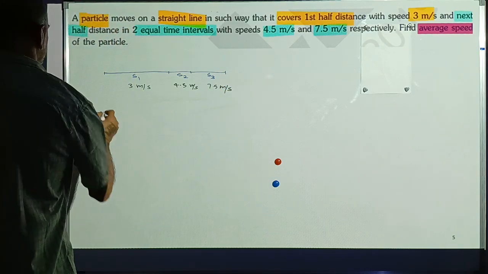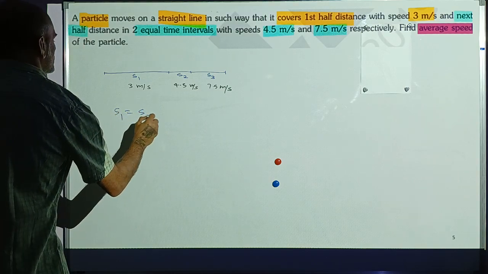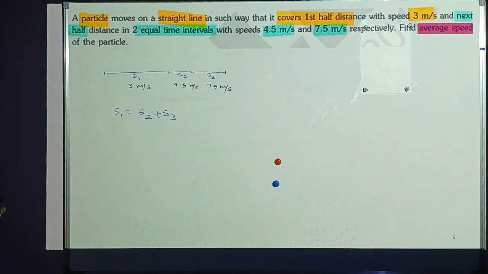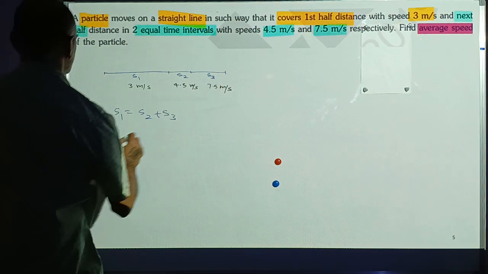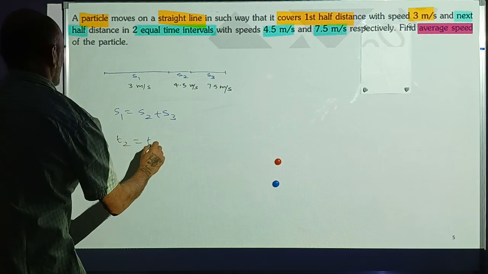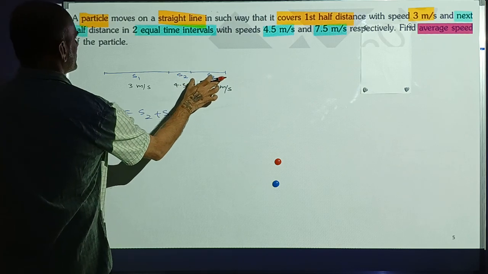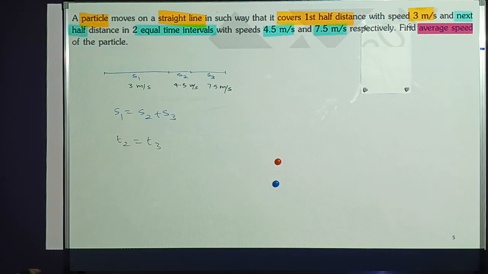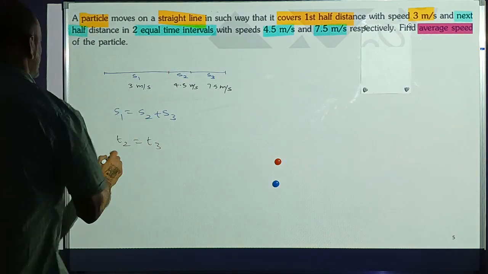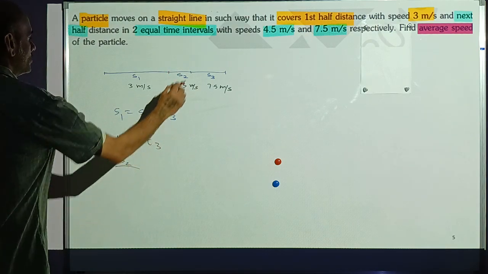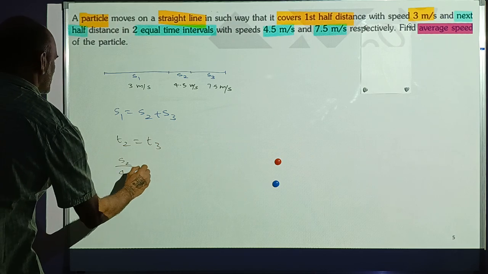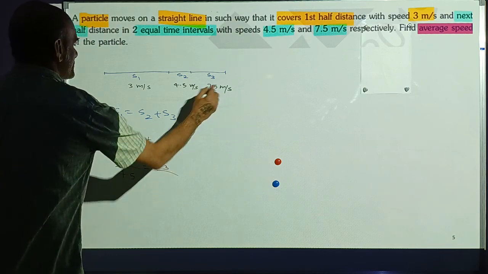And S1 equal to S2 plus S3, because first half the distance is covered with speed 3 meters per second, which is the first part of the motion, and T2 equal to T3. That's also given in the question. Second part and third part, the time is same. So the time to go from here to here is same as the time to go from here to here. So T2 equal to T3, and the time is distance by speed. Distance is S2 by V2, 4.5, equal to S3 by the speed 7.5.